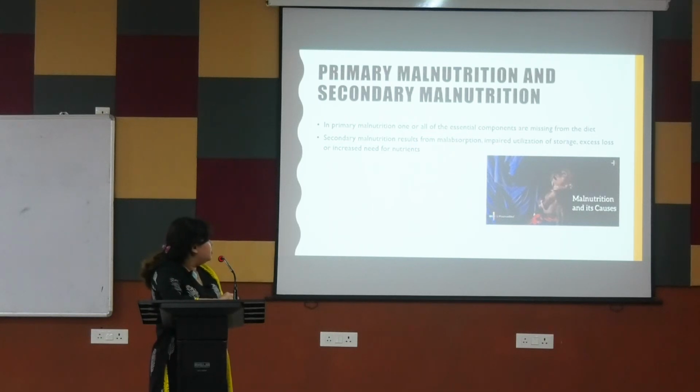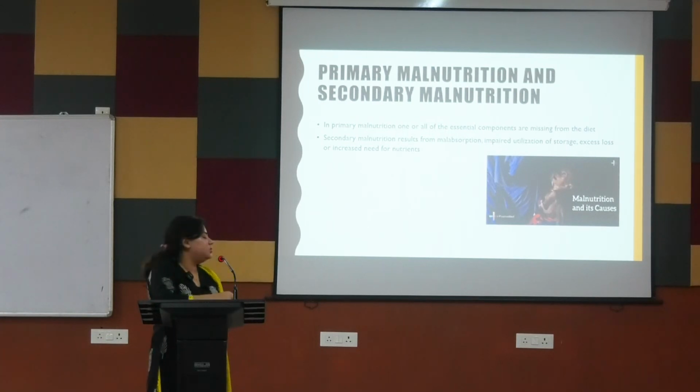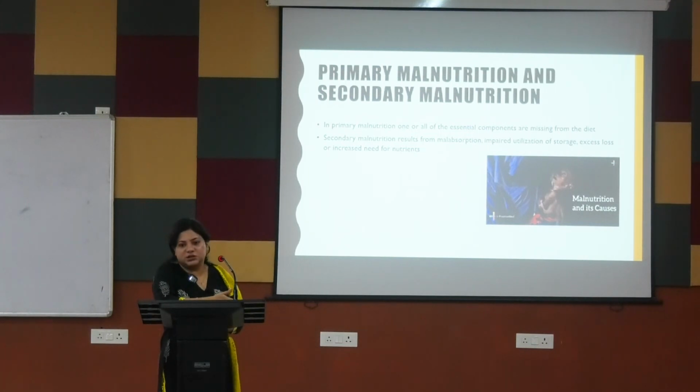Then there can be impaired utilization of storage, excess loss or increased need for nutrients. Inadequate utilization of storage will be in liver disease. Increased need for nutrients in pregnant women, adolescent children and growing children. So basically this is a disease of poverty. We all know that. Malnutrition is basically a disease of poverty.